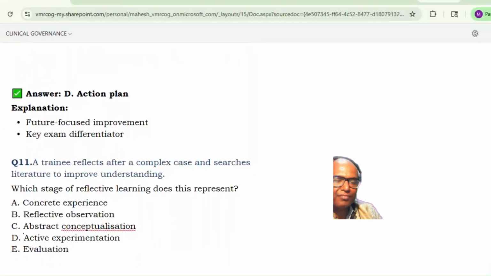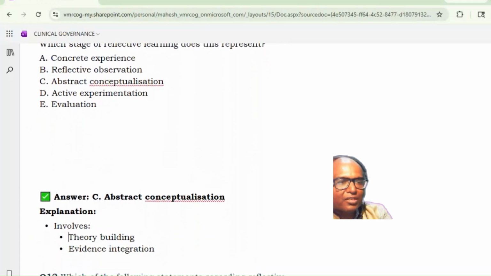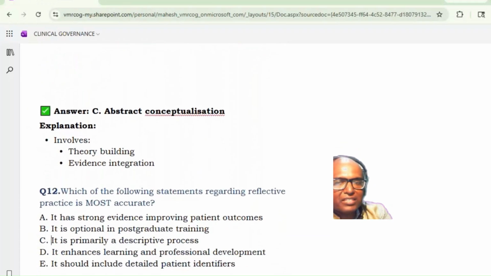Next. A trainee reflects after a complex case and searches literature to improve understanding. Which stage of reflective learning does this represent? A. Concrete experience. B. Reflective observation. C. Abstract conceptualization. D. Active experimentation. E. Evaluation. C, abstract conceptualization. Yes, abstract conceptualization. It involves theory building plus evidence integration.